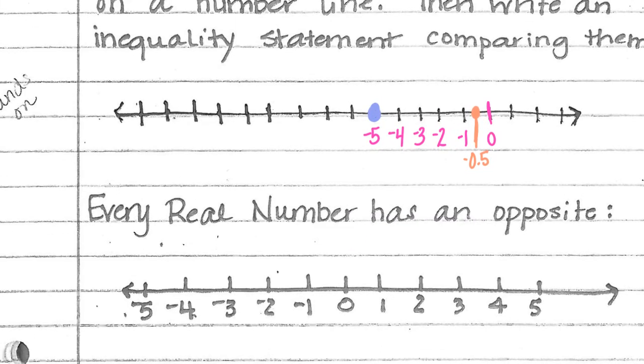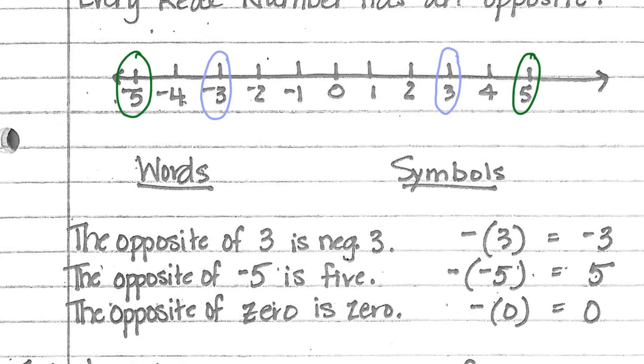All right, every real number has an opposite. What are opposite numbers? Well, for example, the opposite of 3 is negative 3. The opposite of 5 is negative 5. Let's look at some more. The opposite of negative 5 is 5. The opposite of 0 is 0, because remember, anything times 0 is going to be 0.